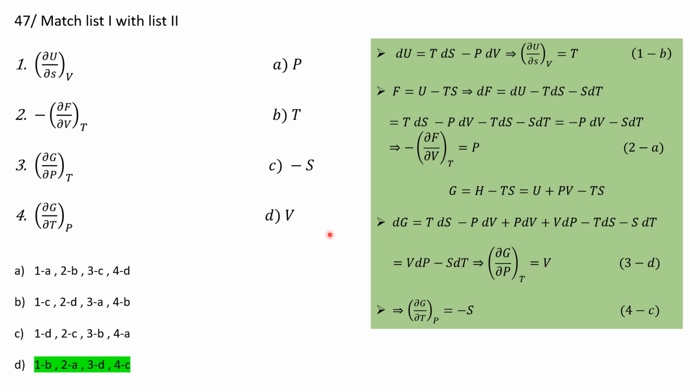So 3 matches with D, and the last part is del G by del T at constant pressure. From here we get del G by del T at constant pressure will be equal to minus of entropy, that is minus S. So 4 matches with option C. So 1 with B, 2 with A, 3 with D and 4 with C. So option D will be the correct answer.